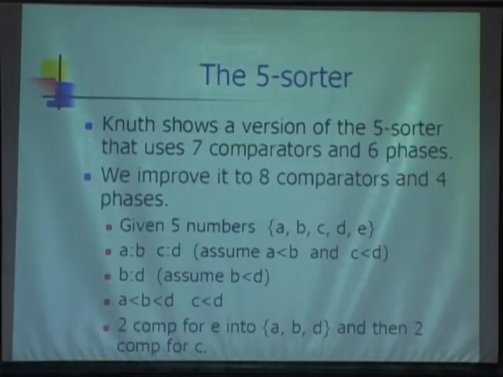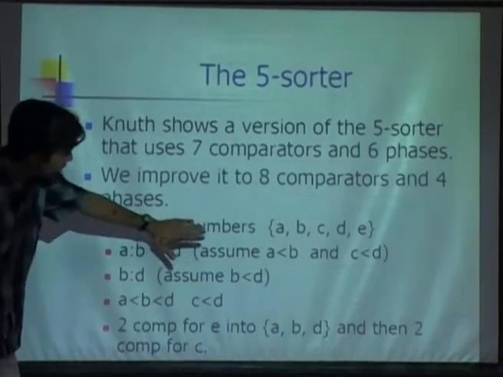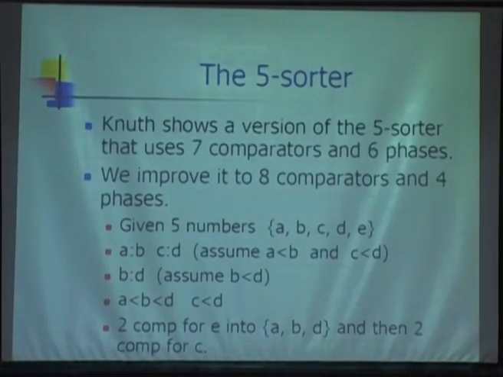Now we'll start by looking at the five-element sorter. Note shows a version of the five-element sorter that uses 7 comparators. So this is the problem given. You're given 5 numbers, say A, B, C, D, E, and you have to put them in sorted order.